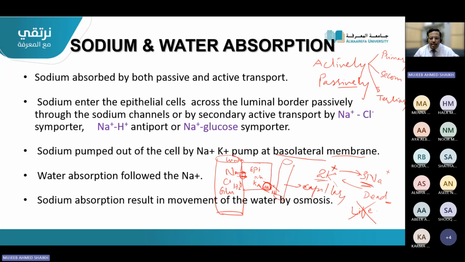At this time, the carrier protein can bring sodium and chloride in together, or sodium and glucose together. These are the sodium glucose transporter, a symporter, the sodium chloride transporter, or the sodium hydrogen antiporter. Antiport means sodium will move in and hydrogen will move out. This is called sodium hydrogen antiport, in the opposite direction.